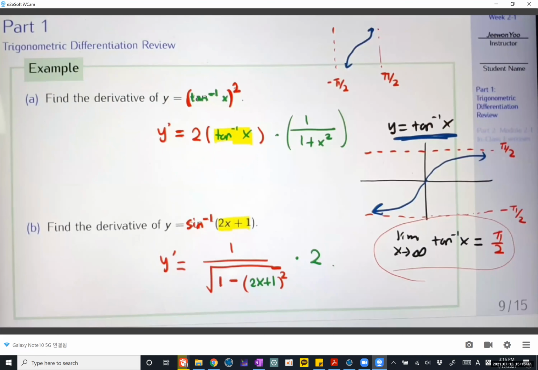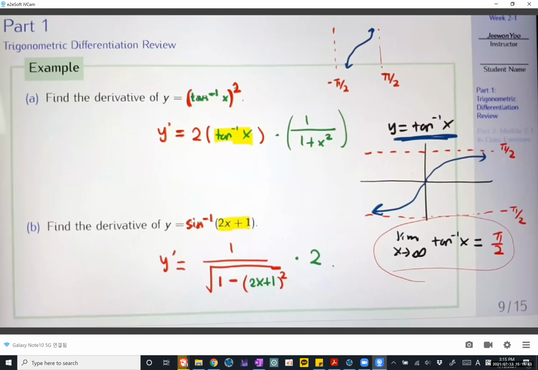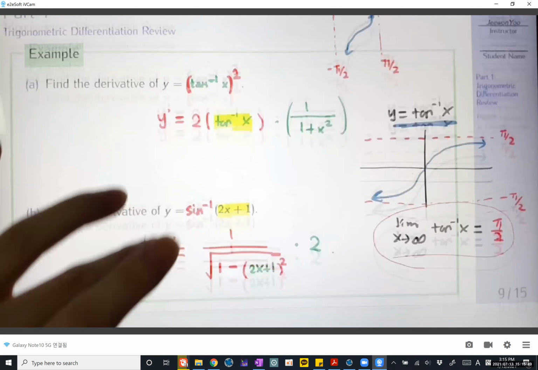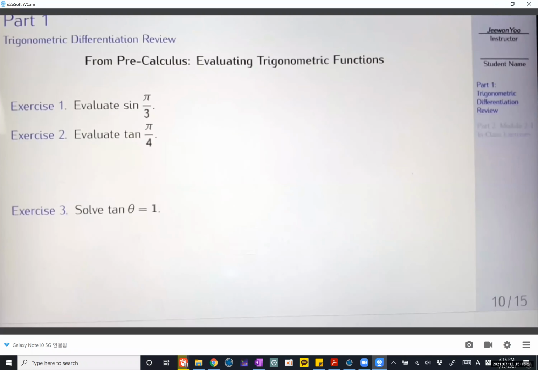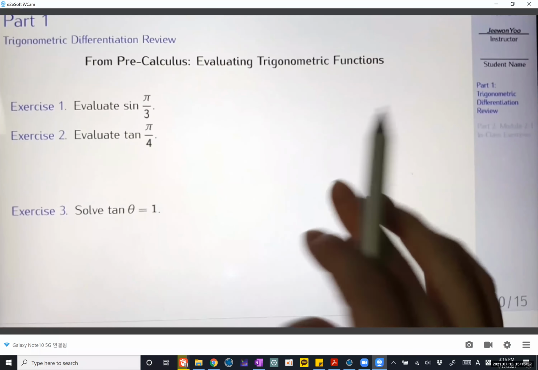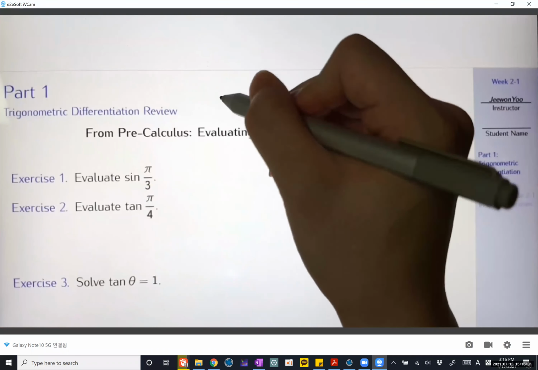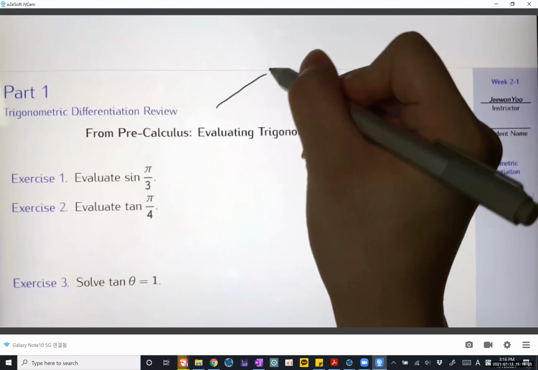I think that's the end of the calculus. And I still want to teach you some pre-calculus that is very helpful, like evaluating sine of some angle, cosine of some angle, and so on. Do you guys remember special triangles? Like the type 1 special triangle looks like this.